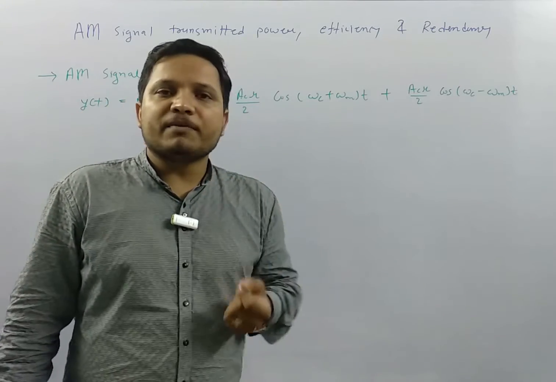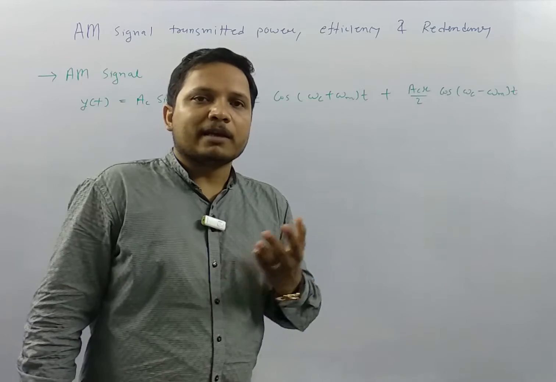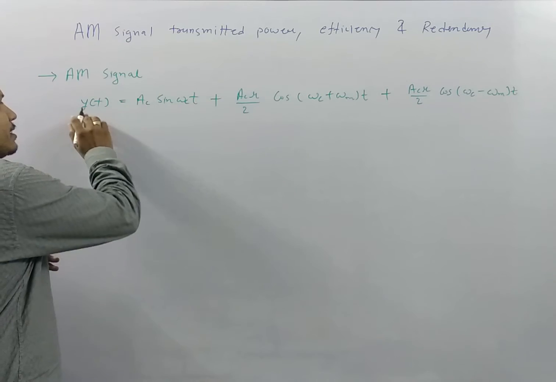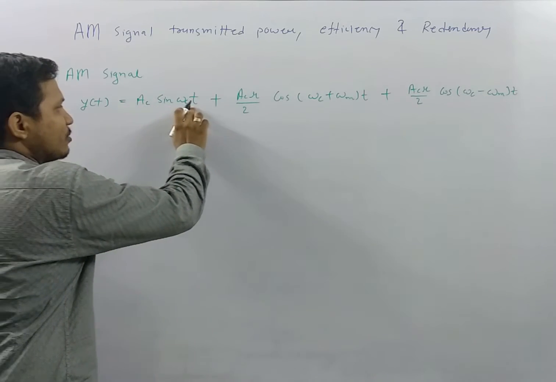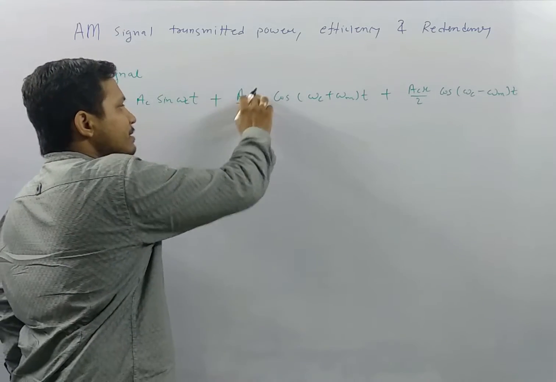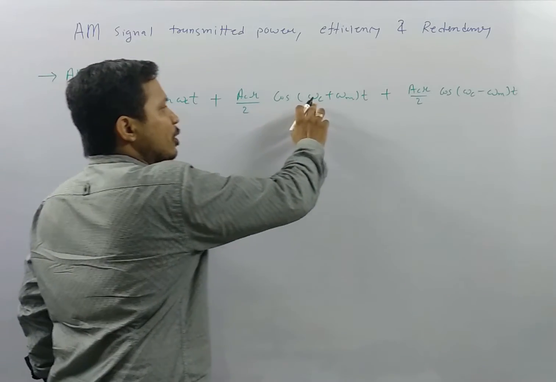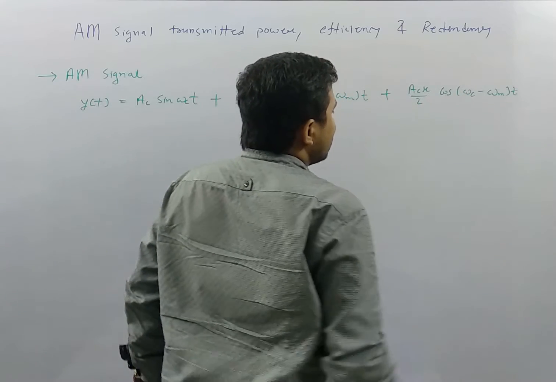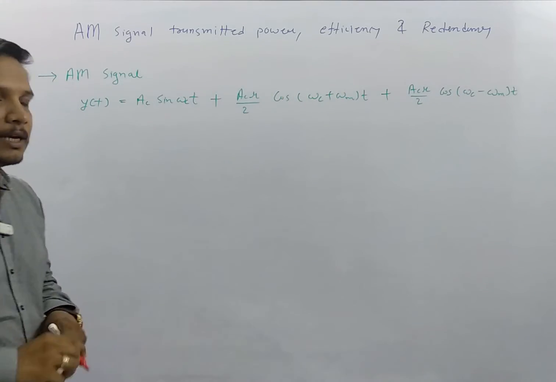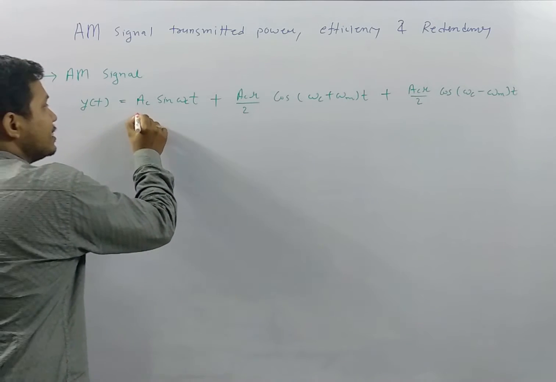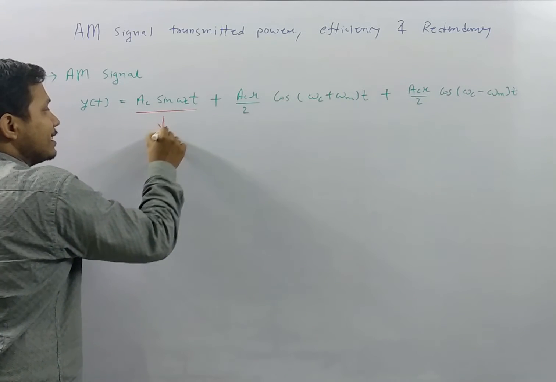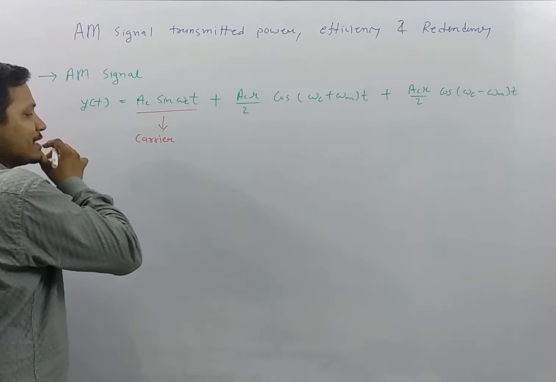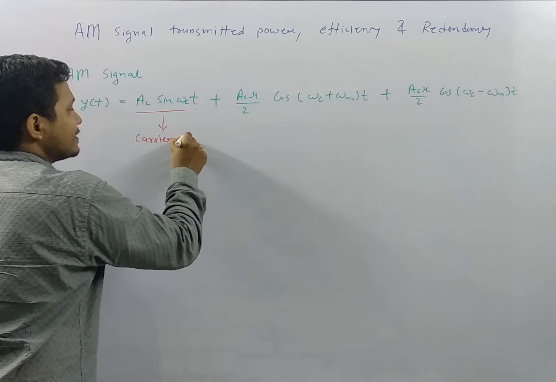As if you see my previous session, I have already derived the equation for AM signal, and that equation was y(t) = Ac sin ωct + Ac μ/2 cos(ωc + ωm)t + Ac μ/2 cos(ωc − ωm)t. Now here if you see this signal, that is carrying carrier signal. So this signal Ac sin ωct, that is carrier signal.